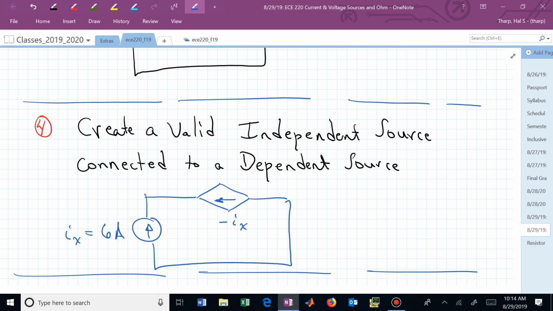I'm guessing no one drew this one. Did anyone draw that one? Is it valid? And what can you do?